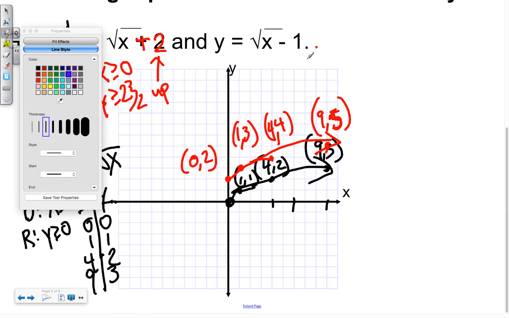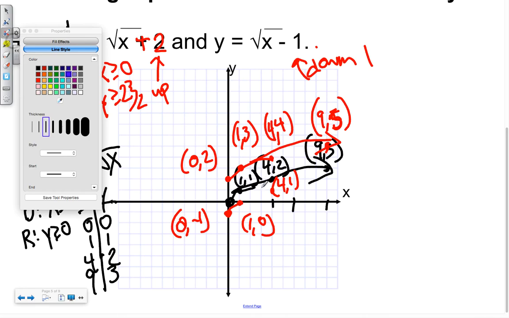Anyways, we're going down 1. So we're going to move our graph down 1. So now we're at 0, -1, and 1, 1 now becomes 1, 0. Moving all your points for this one down 1. 4, 2 now becomes 4, 1, and so on.